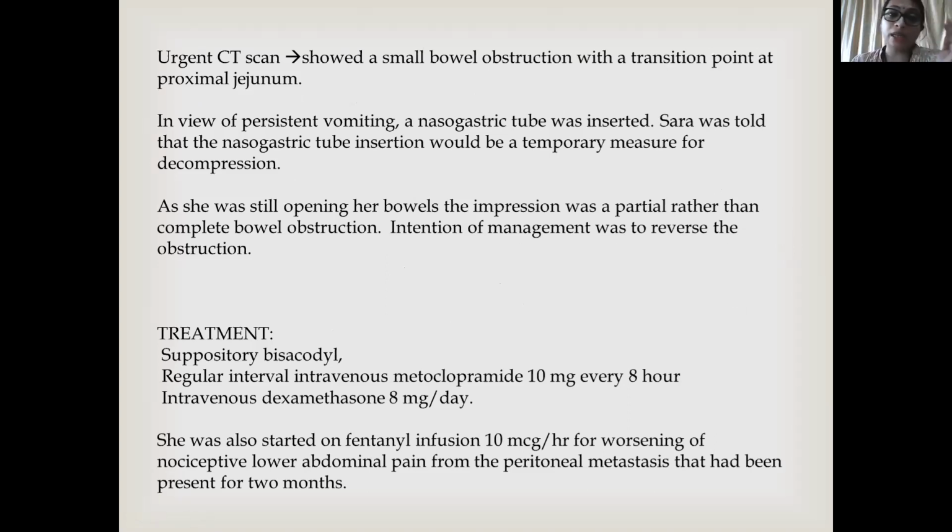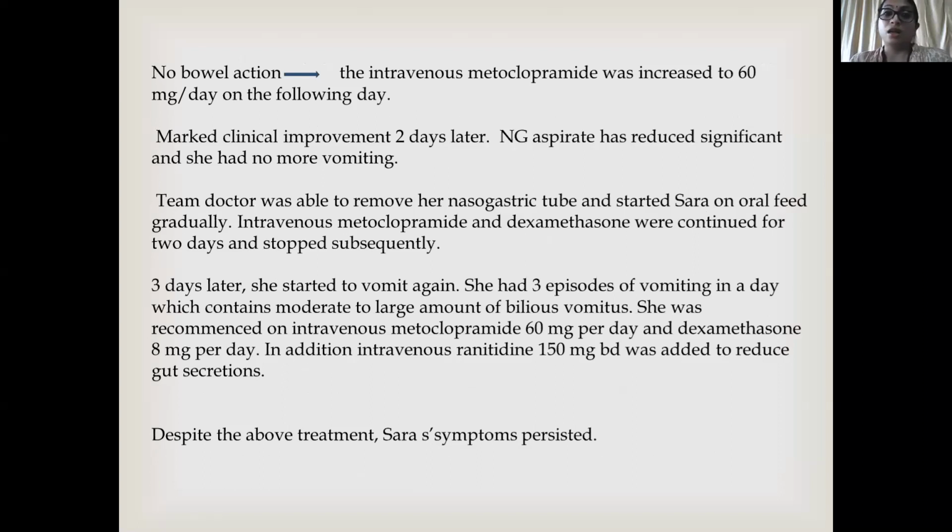As she was still opening her bowels, the impression was partial rather than a complete bowel obstruction, and the intention of management was to reverse the obstruction. So she was treated with what? Suppository bisacodyl, regular interval of intravenous metoclopramide. Then she was also given dexamethasone, and she was started on fentanyl infusion for worsening of her lower abdominal pain from the peritoneal metastasis that had been present for the past 2 months, but now progressing. What happens? There is no bowel action.